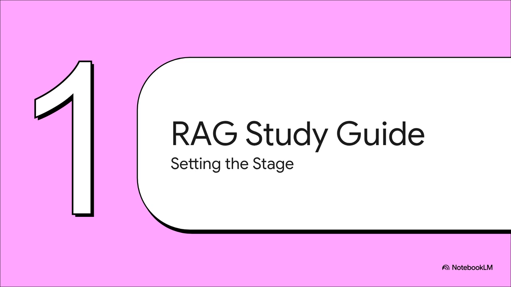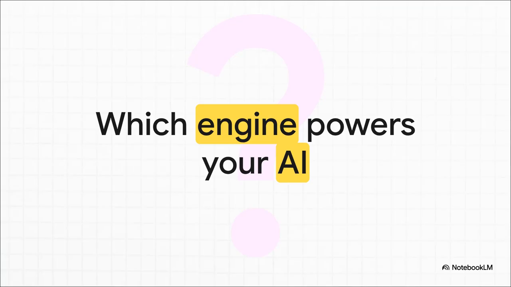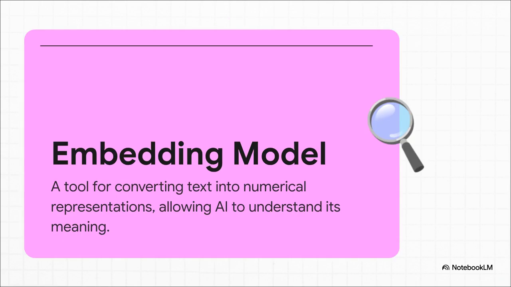The first chapter in any good study guide is all about nailing the fundamentals, right? So let's set the stage for success. I want you to think about it like this. When you build a powerful RAG application, you're essentially building a high-performance vehicle. And the engine that powers that whole thing? Well, that's your embedding model. It's that crucial.